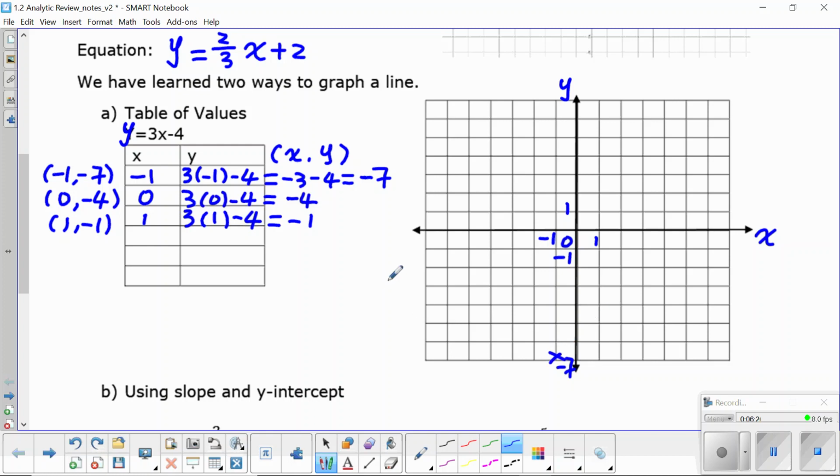So how do we find the point? The x is left and right, the y is up and down. So left 1, then down 7. This is (-1, -7). Then another point is (-1, -4): 1, 2, 3, 4, this is negative 4. Then another point is (1, -1). Once you find these 3 points, use a ruler and connect them.